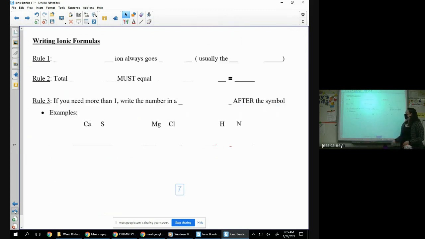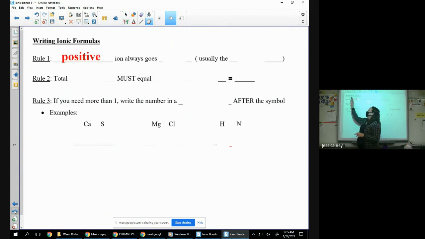All right, let's do it. We're going to talk about how to write formulas first because it's the more challenging of the two things we're going to do today. Rule 1, when you're writing the formula, your positive metal goes first. Your positive metal goes first.